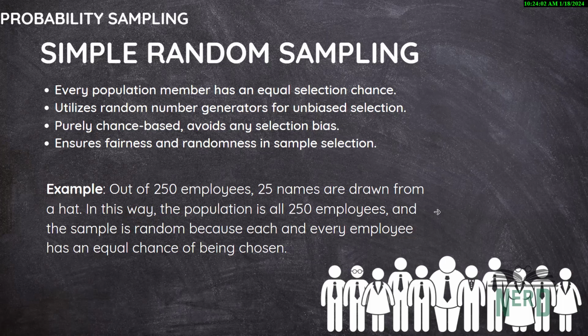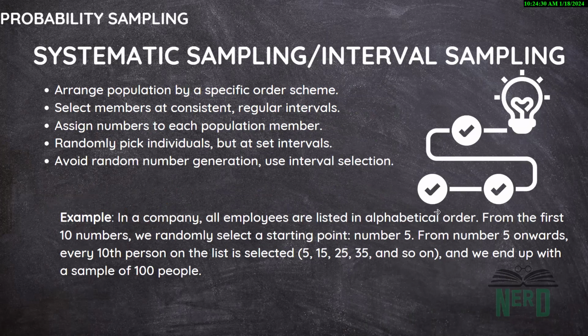And for another example, you can see out of 250 employees, 25 names are drawn from a hat. In this way, the population is all 250 employees, right? And the sample is random because each and every employee has an equal chance of being chosen, right? Next, we have systematic sampling or interval sampling. Very important because in exams they ask questions, they already asked about it. So in that perspective, this particular sampling becomes more important.